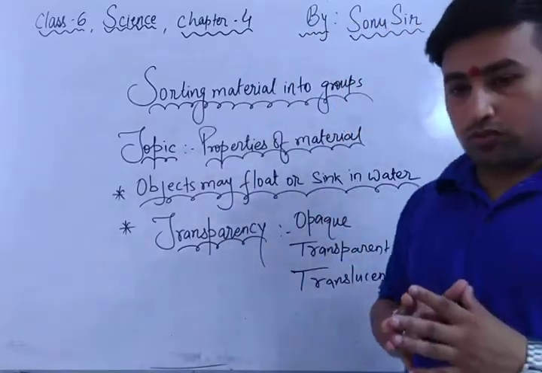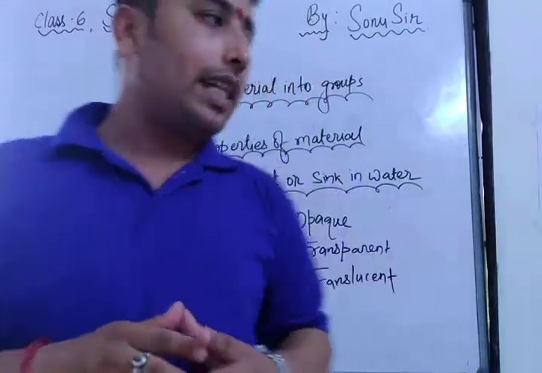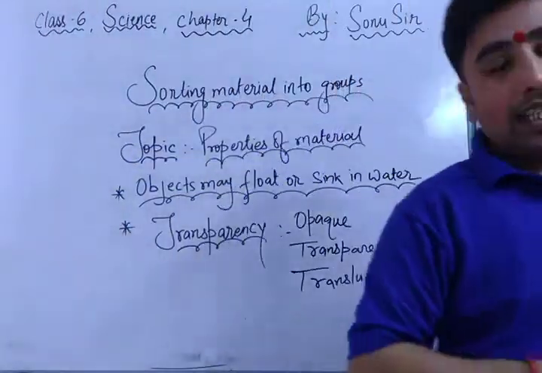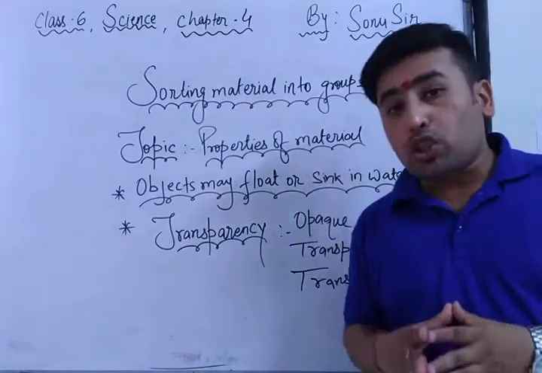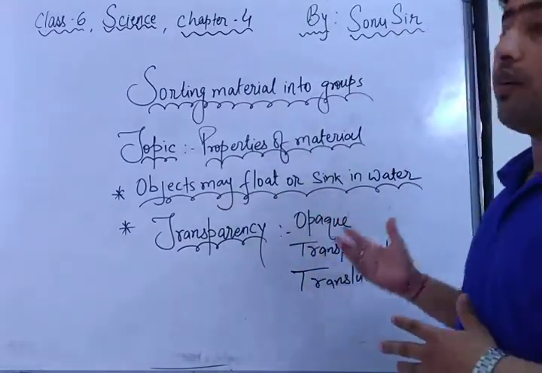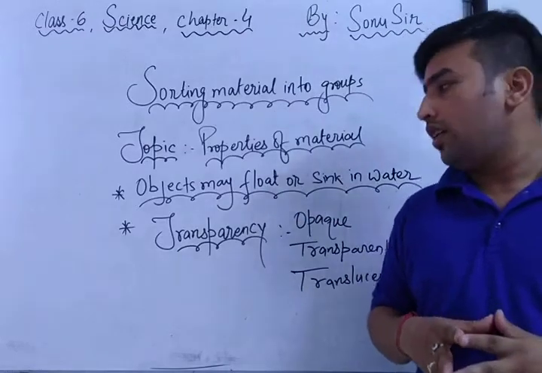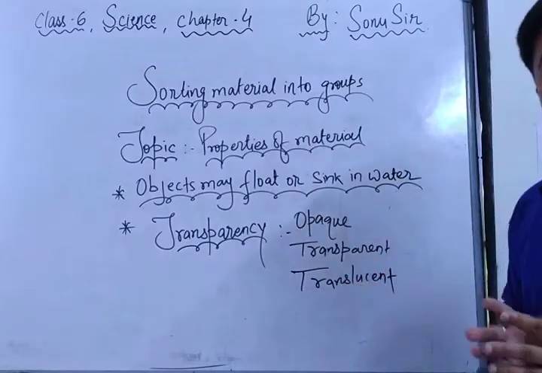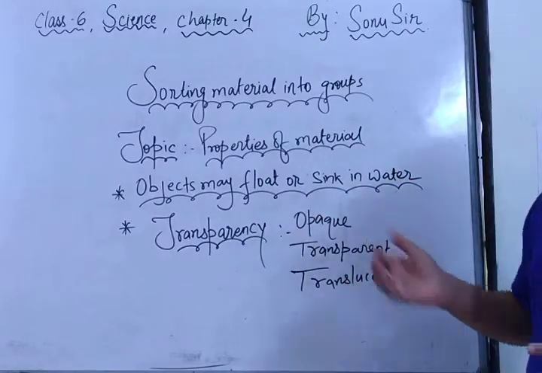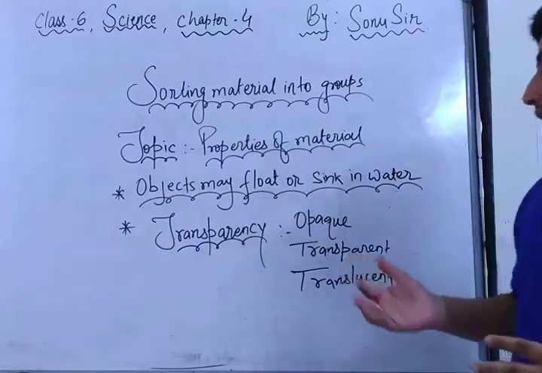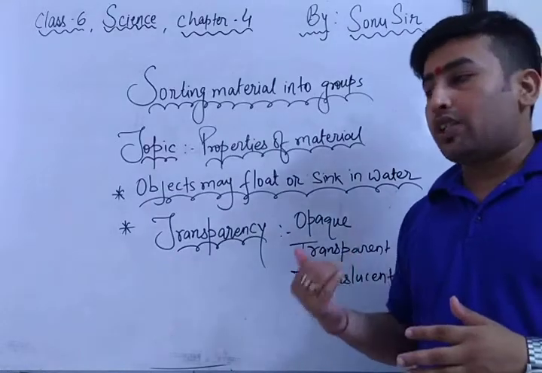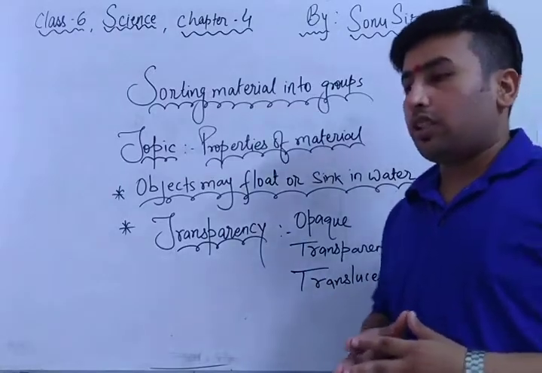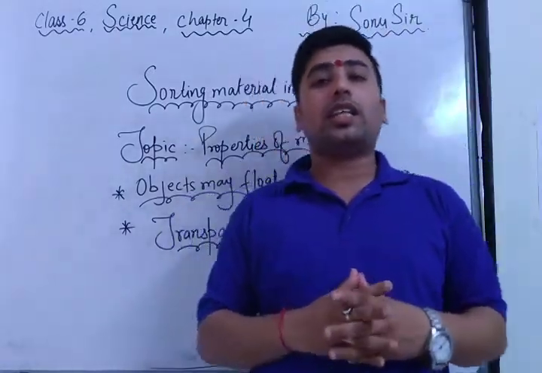In this video, first of all we are going to discuss activity 5. If all of you have the NCERT textbook, we will go through that, and after that we will discuss which objects can float or sink in water. Finally, we will study transparency, meaning which objects are opaque, which do not allow light to pass through; which are transparent, which allow light to pass through; and which allow light to pass partially, translucent. So these are the things we are going to discuss in this video.